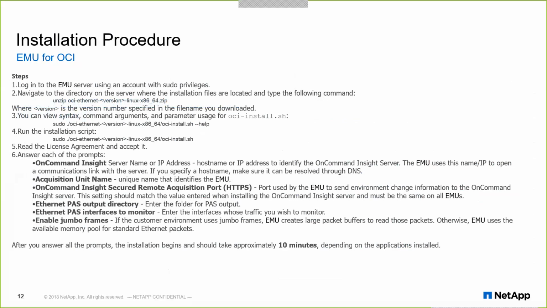The procedure is fairly straightforward. Log into the box, unzip the package that you downloaded, run the install script with sudo, and then answer each of the prompts. Note, we do support jumbo frames here. And that's actually very important to designate because if you are using jumbo frames, that changes some of the behavior in terms of buffer space that we're using for monitoring.